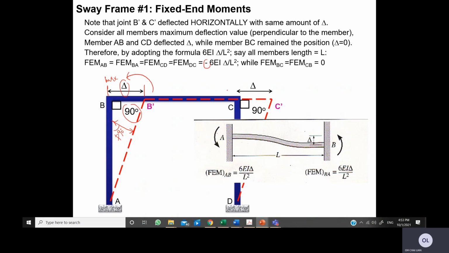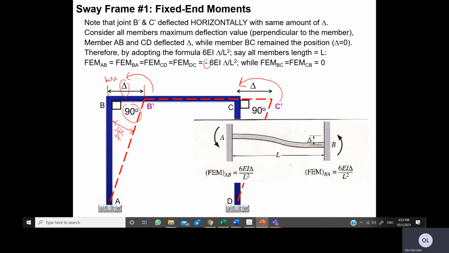So again, I repeat here. How to decide this fixed moment direction? You must have an idea that you want to push back the deflected shape to the original position. Let's say at C, C has been deflected to C prime. To push it back, you need to push it in this direction. Therefore, the fixed moment will be counterclockwise. Let us practice a few more examples.